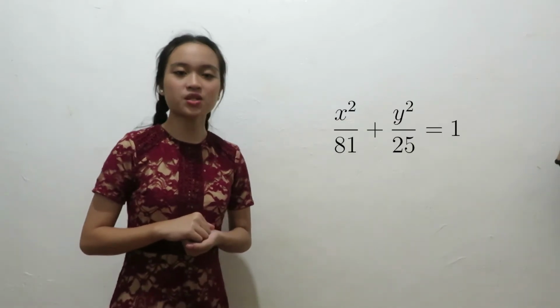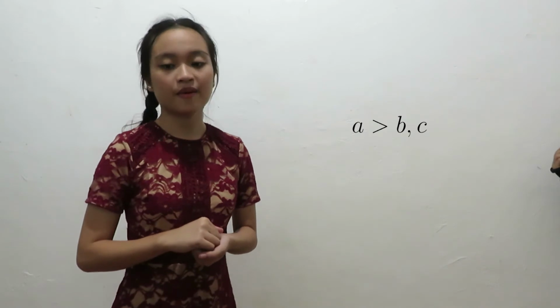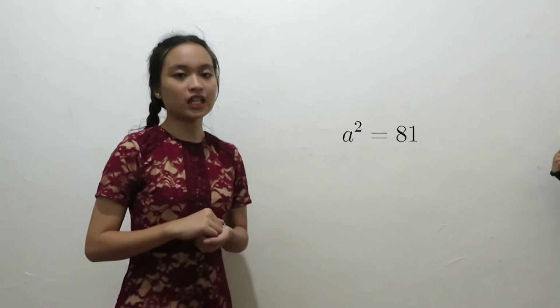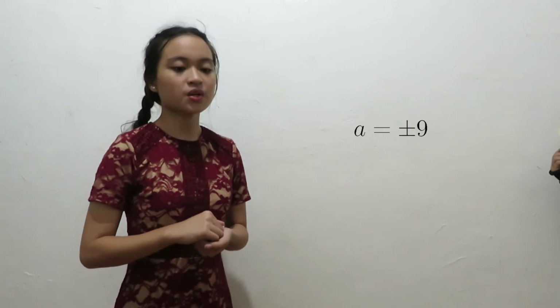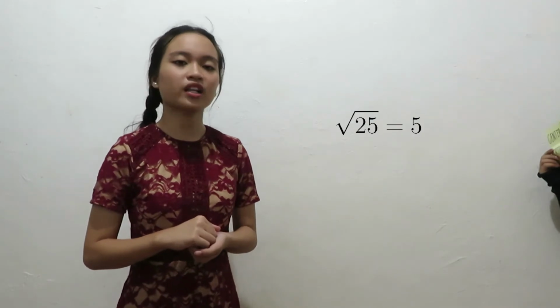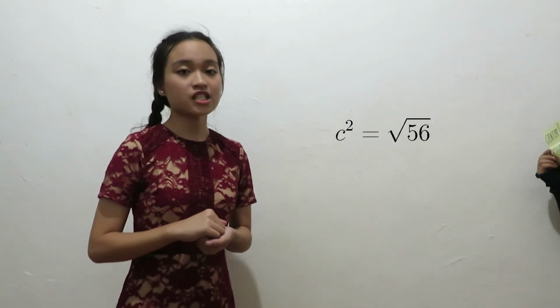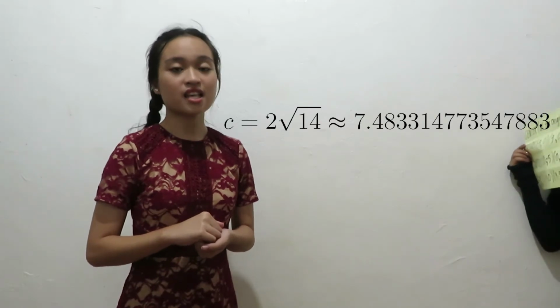Here is the example of an ellipse using the horizontal formula. Given x squared over 81 plus y squared over 25. Step 1. Find the center. The center is at the origin. Step 2. Find the values of a, b, and c. Remember, a is always bigger than b and c. A squared is equal to 81. The square root of 81 is 9, so a is equal to plus or minus 9. B squared is equal to 25. The square root of 25 is 5, so b is equal to plus or minus 5. C squared is equal to 56, so c is approximately 7.5.